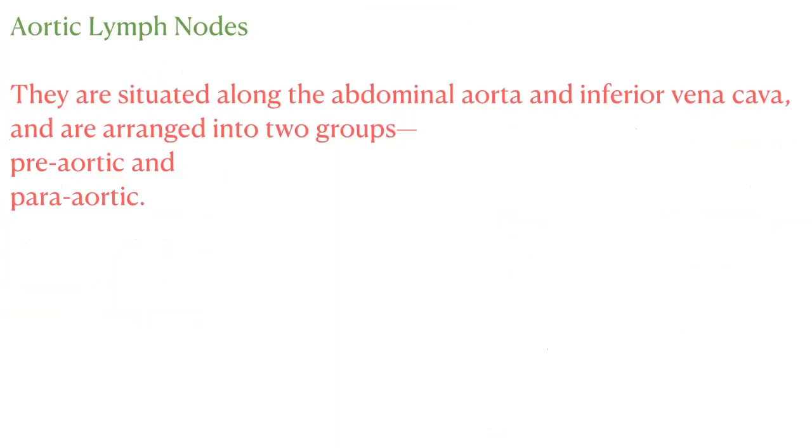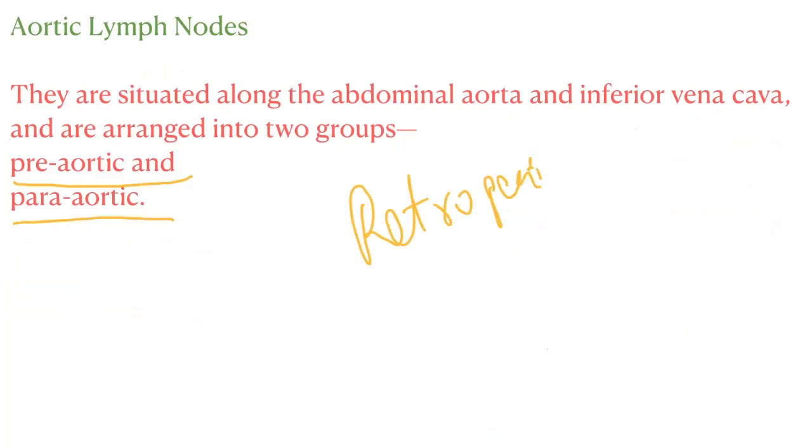Coming to the aortic lymph nodes, these are situated along the abdominal aorta and inferior vena cava. There are two groups, pre-aortic and para-aortic, and these are also called retroperitoneal lymph nodes. Retroperitoneal lymph nodes, pre-aortic and para-aortic.